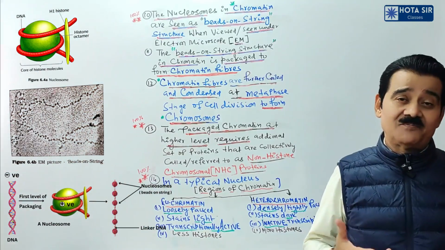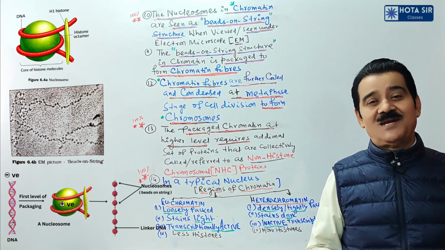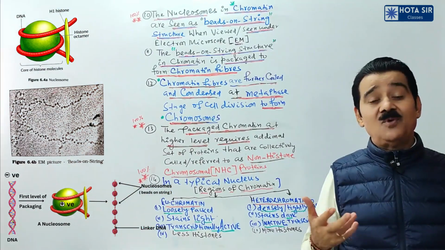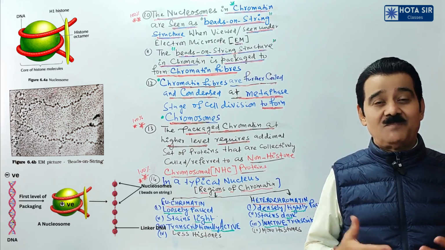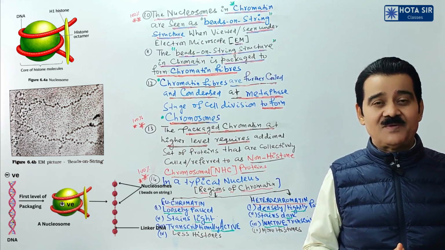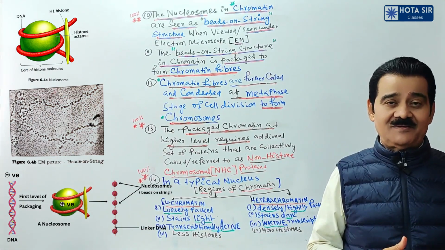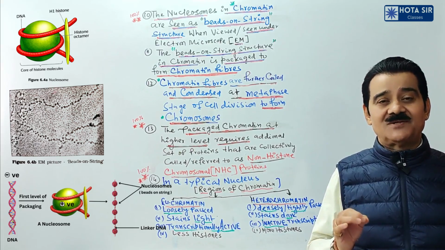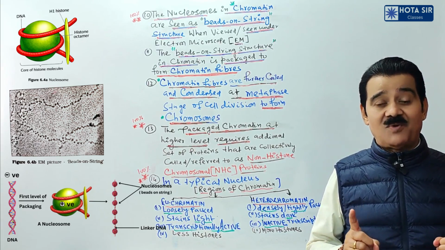Clear? Next point. The chromatin fibers are further coiled and condensed at the metaphase stage of cell division to form chromosomes. Clear? And you know that metaphase stage is the best stage to study the structure of the chromosome, the morphology of the chromosome. Clear? Next, the packaged chromatin at a higher level requires a set of additional proteins called non-histone chromosomal proteins. Remember this point, very important.